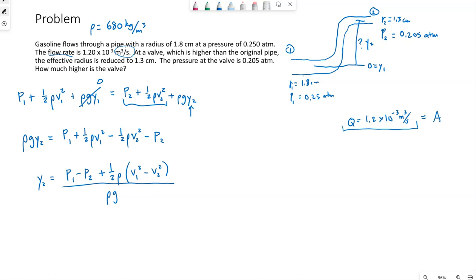We can relate Q to speed by cross-sectional area times speed. So V1 will be Q over A1. Q we know. The area, they tell us the radius at point 1 is 1.8 centimeters, so 0.018 meters. So pi r squared for this area. We need it in meters because Q is in meters cubed per second, and that will end up giving us the speed in meters per second, which is what we want.